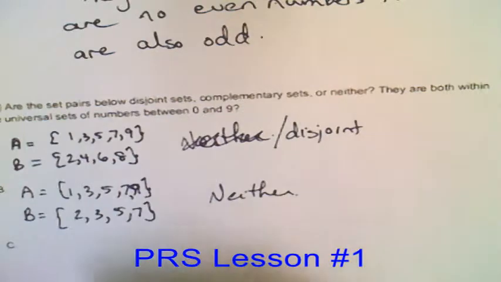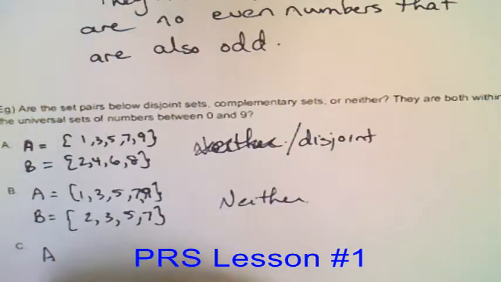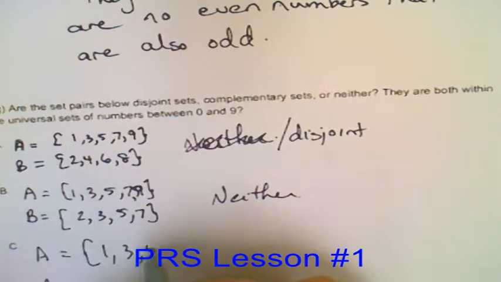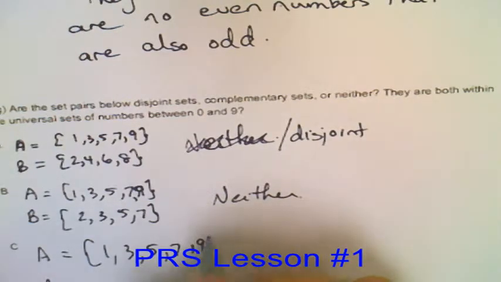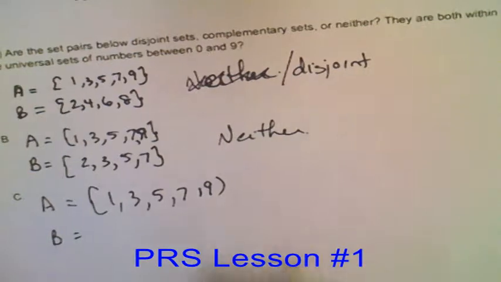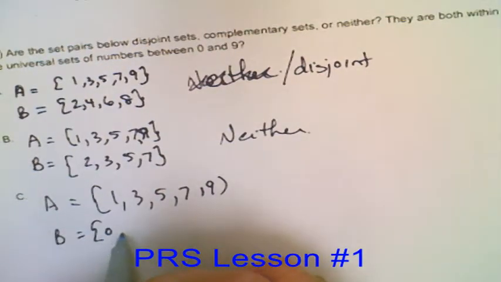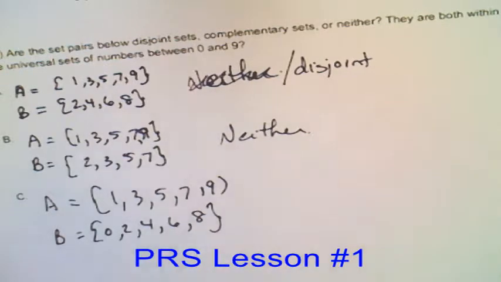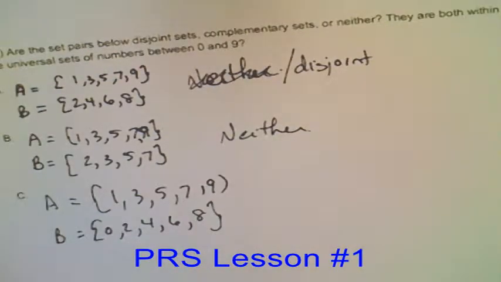Then you've got 1, 3, 5, 7, and 9 for A, and if I give you 2, 3, 5, and 7, in this case I'm looking, there's some overlap. They're not disjoint, so I can't say that. They're not complementary because I don't have everything that's missing from one in the other. So these are neither.